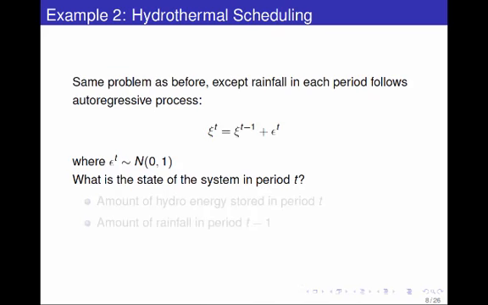Okay, now, how about this situation here? Same problem as before, except for the model I use for the rainfall, it's not a uniform, identically distributed random variable anymore. I have an autoregressive order one model for the rainfall, which means period T rainfall is period T minus one rainfall plus noise. What should the state vector be? Is it the same problem or a bit different? It's a different problem.